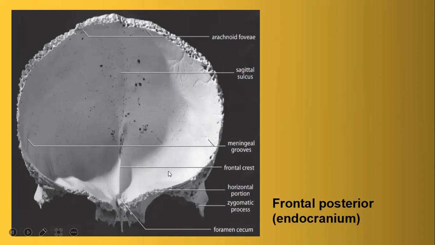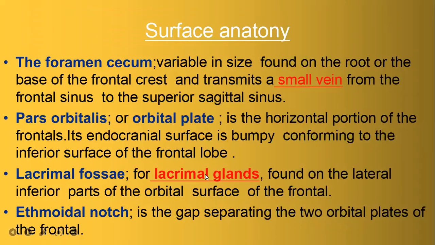Let's check other structures. Foramen cecum, which I've not mentioned. The foramen cecum is of variable size, found on the root or the base of the frontal crest, and transmits a small vein from the frontal sinus to the superior sagittal sinus. Pars orbitalis or orbital plate, which is right next to the orbit where it forms part of the eye socket, is the horizontal portion of the frontal. Its endocranial surface is bumpy, conforming to the inferior surface of the frontal lobe.